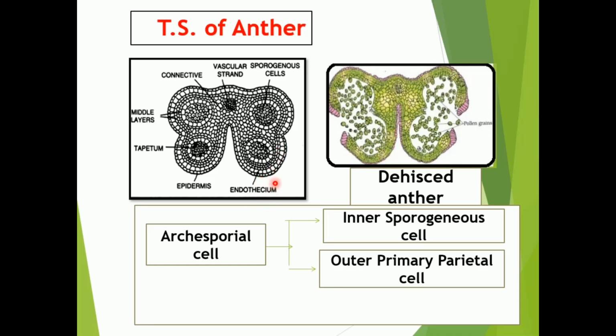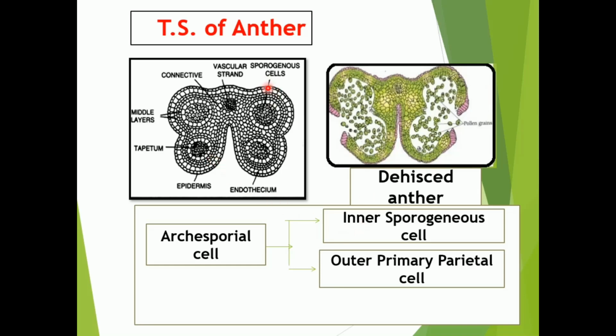Inner to the endothecium, the third layer is called the middle layer. The nature of the wall is thin, and it may disintegrate in the mature anther. The innermost layer is called the tapetum. The tapetum is a nutritive layer of the anther wall. It immediately encloses the sporogenous tissue, which means the microspore mother cells.